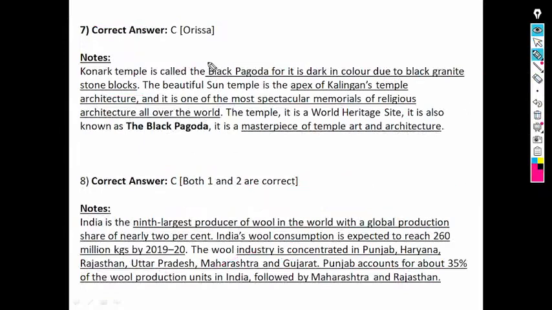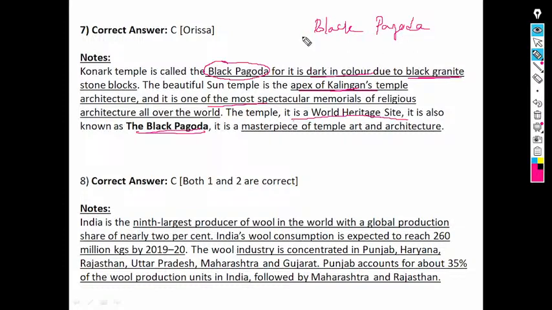The Konark temple is called the Black Pagoda, dark in color due to black granite stone blocks. The beautiful sun temple is the apex of Kalinga temple architecture, and it is one of the most spectacular memorials of religious architecture all over the world. This World Heritage Site is also known as the Black Pagoda.